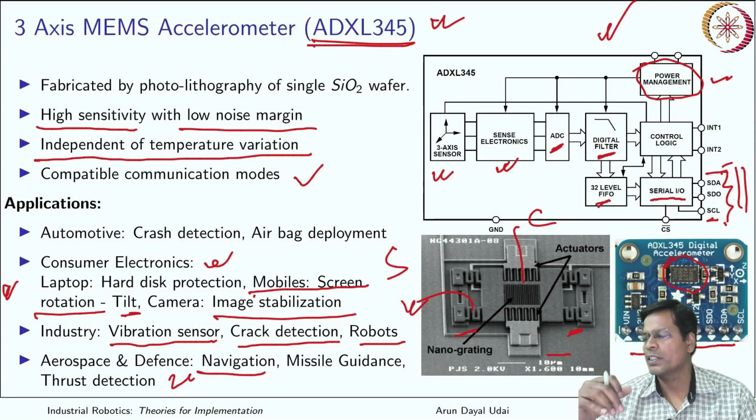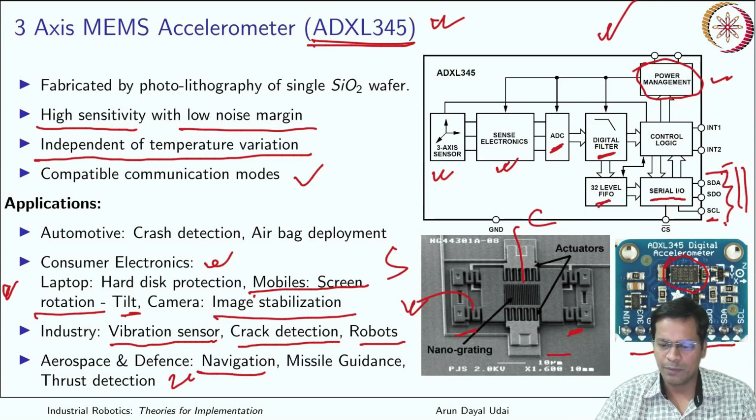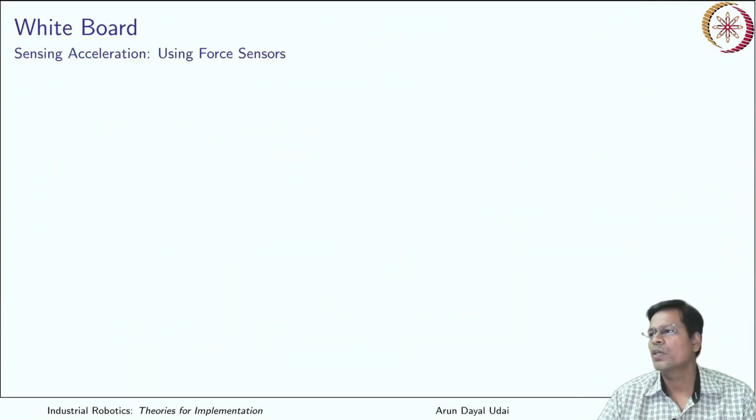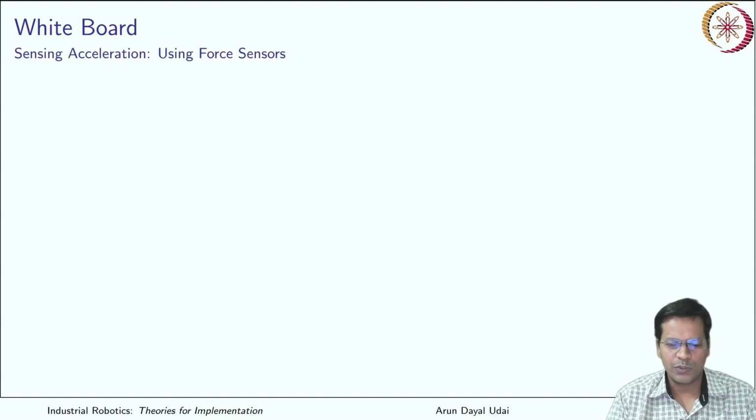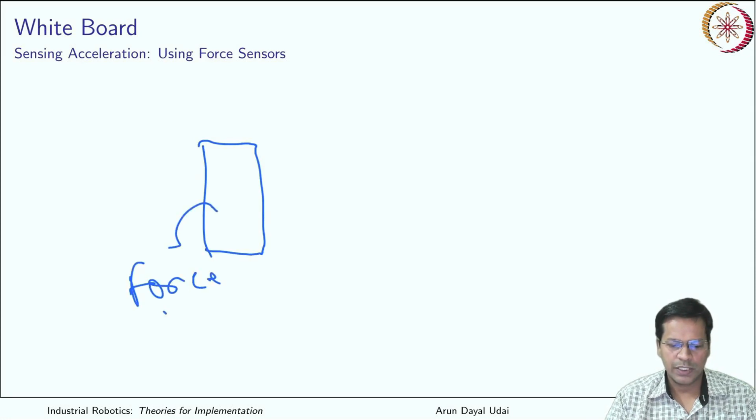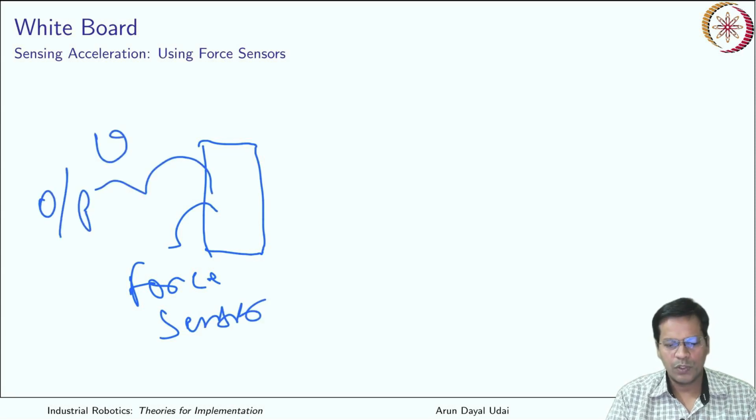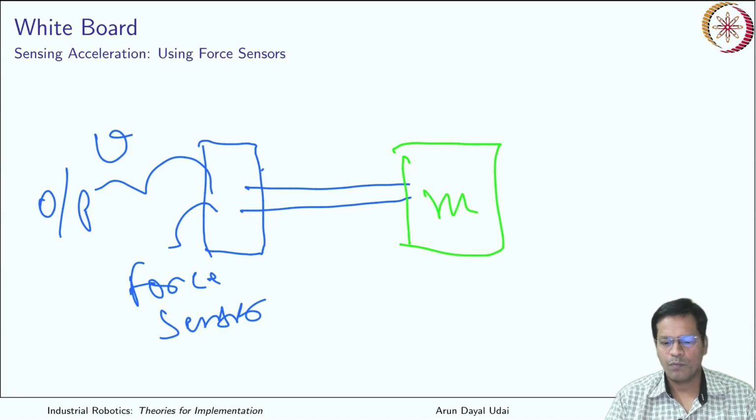But sometimes you require to measure huge acceleration, you need to have a very high amount of rigidity in your system. In those cases, you normally use force sensor based accelerometers. Let us say you have a device which is a force sensor. It can give you an output in terms of voltage, showing the force coming on it. Let us say this is now attached to a big mass. Okay, so this is your mass.